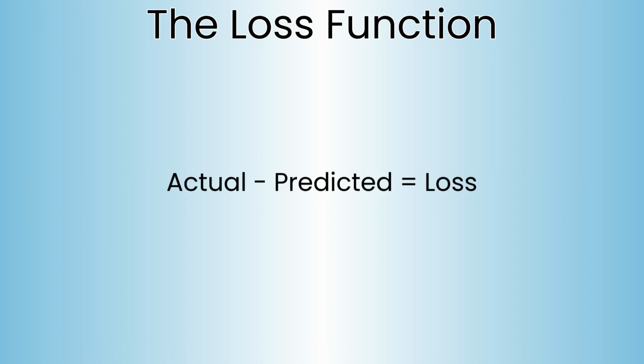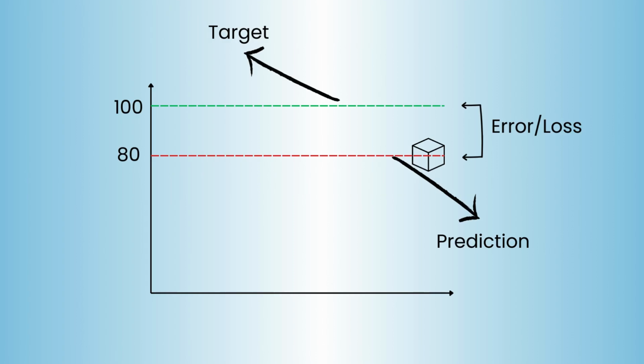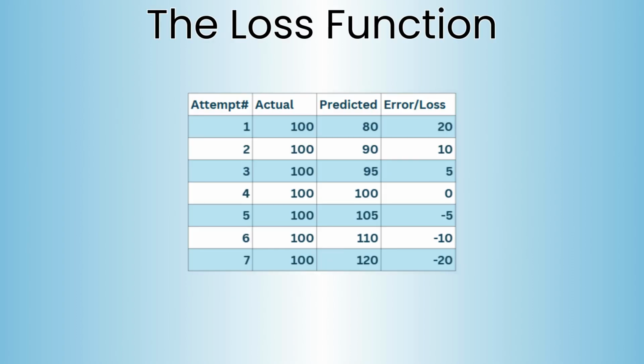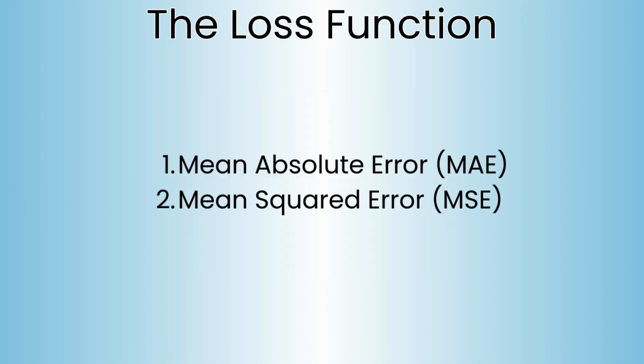A loss function is incredibly simple at its core. It's just a formula that calculates a score telling us how far we are from the target. A low score is good and a high score is bad. The entire goal of training any AI is to make this loss score as close to zero as possible. There are different ways to calculate this score, and the method we choose can completely change how AI behaves. Let's look at the two most important methods for regression problems.